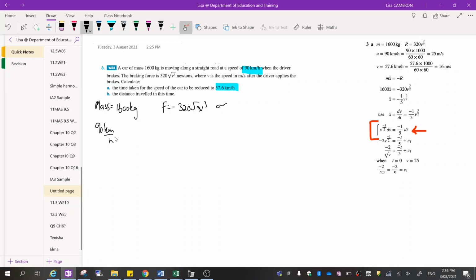Per hour. To get from kilometers to meters, I need to times it by 1,000. And to get from hours to seconds, I need to multiply it by 60 to get to minutes, and then by 60 again to get to seconds. So on the bottom, I've got 60 times 60. That zero knocks out that zero, and that zero knocks out that zero. That gives you 36, which gives you 25 meters per second.